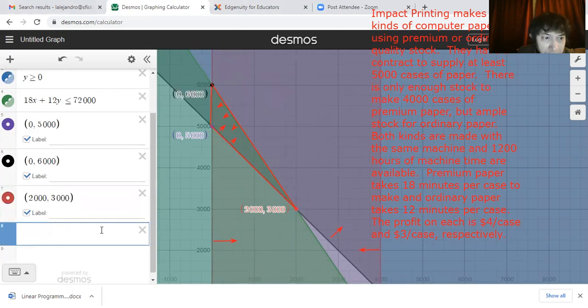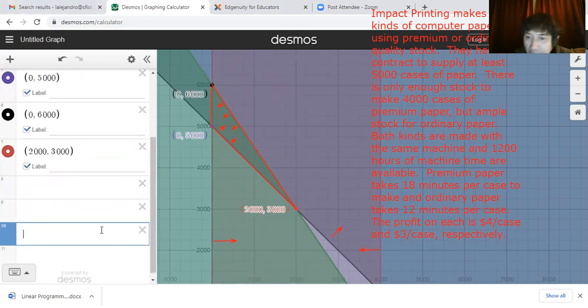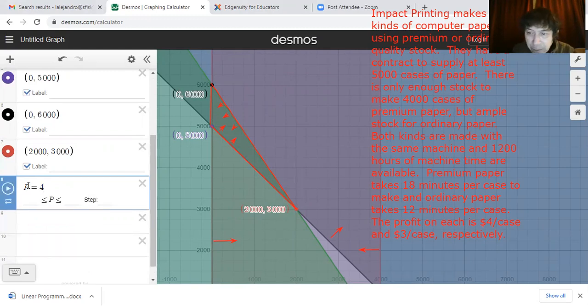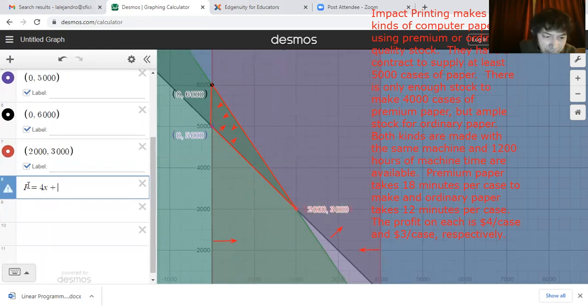So let's define our profit statement. Capital P is equal to $4 per case, that means 4 times x for the premium, plus $3 for the ordinary, so that's times y. So our profit equation is P equals 4x plus 3y, $4 times x plus $3 times y.